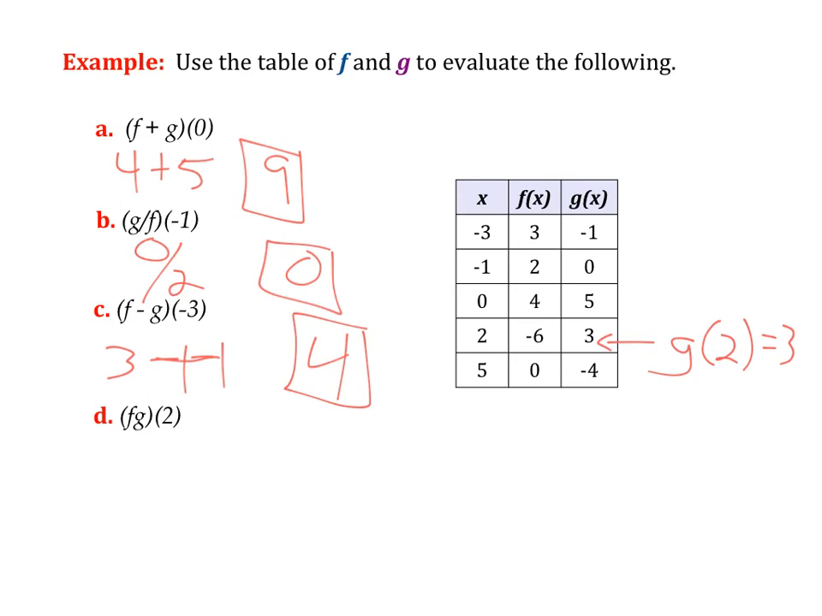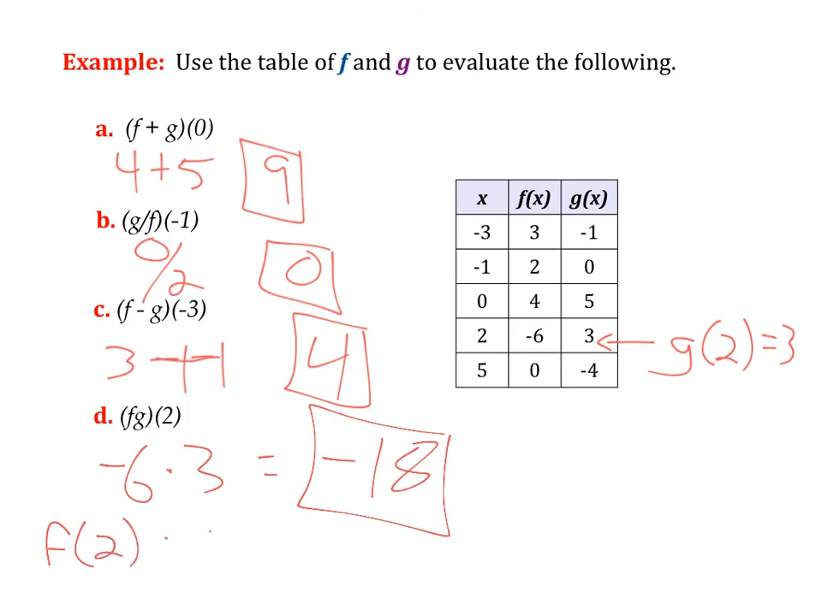And then last we have f times g of 2. So my x value is 2. The f is negative 6. The g is 3. I'm multiplying these together based on that. So negative 6 times 3. And that would be negative 18. Because remember, I'm doing f of 2 times g of 2.